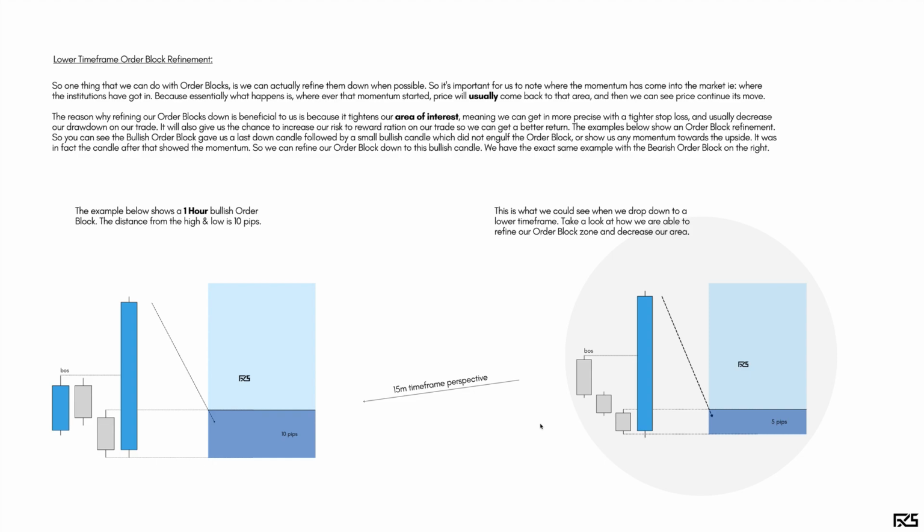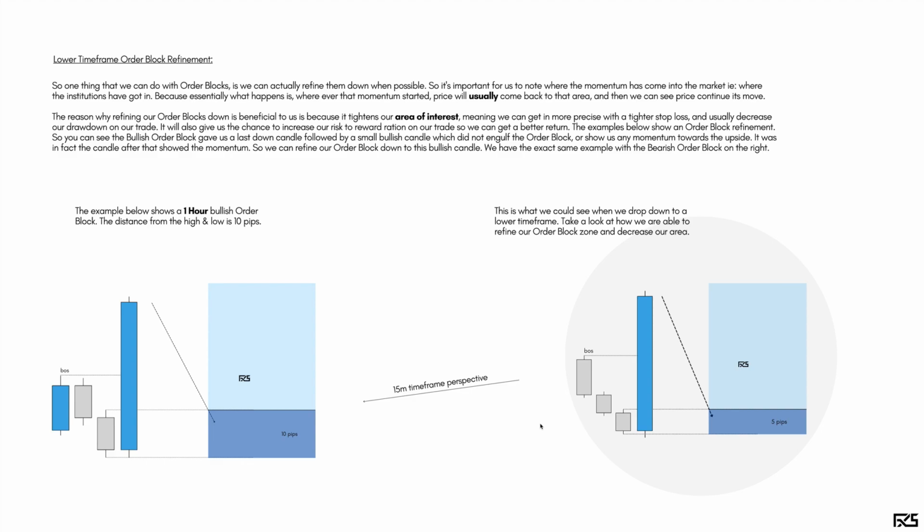It's important for us to note where that momentum has come into the market, meaning where have the institutions previously got in? Because wherever that momentum started, price will usually come back to that area to mitigate, and then for price to continue its move, whether that be to the upside or to the downside.